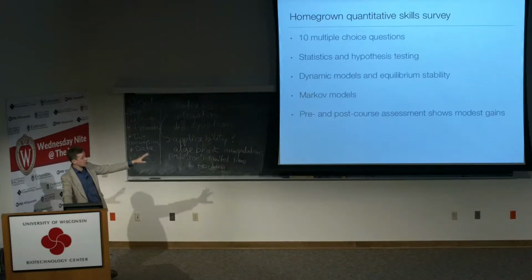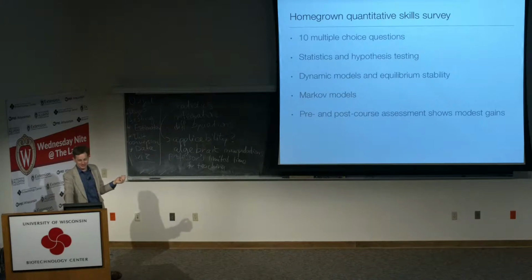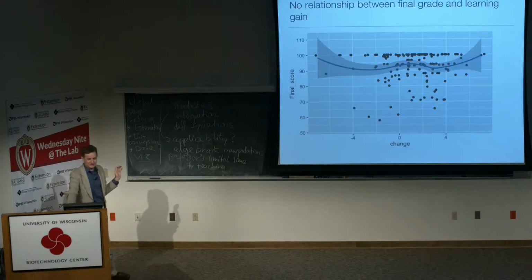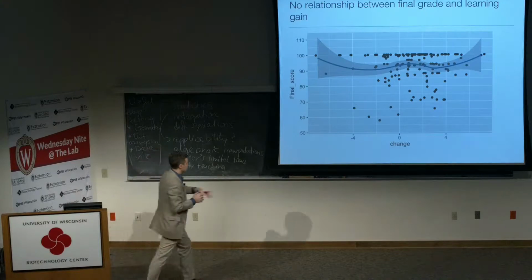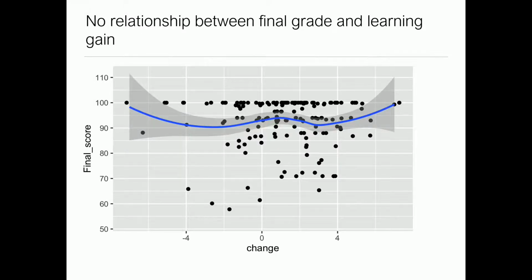And basically, it showed some modest but substantial gains, which I guess makes sense because they were part of what my course was. But then what I wanted to do is see, was there a relationship? So what you see here on the x-axis is the change in their score. The score was just how many questions they got right out of 10. So you can see the mean is between 1 and 2. So on average, they gained 1 to 2 questions on my homegrown skills survey.